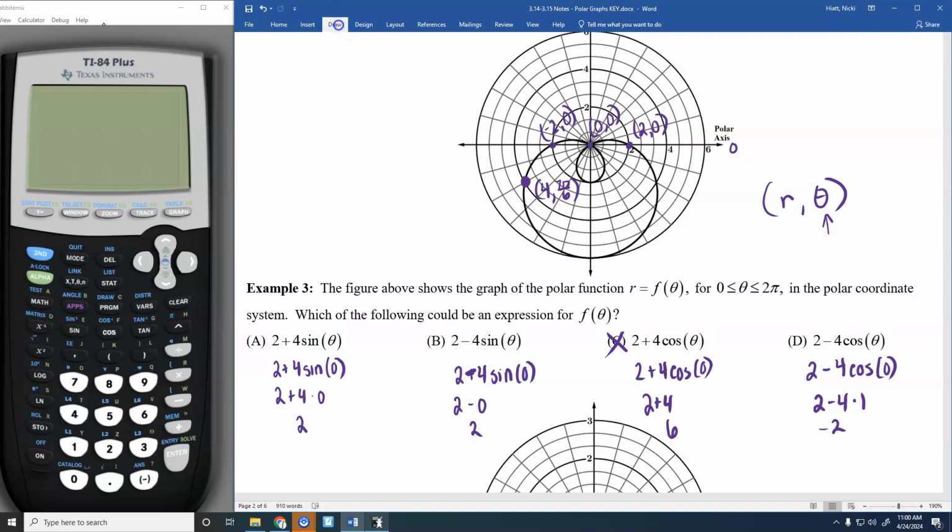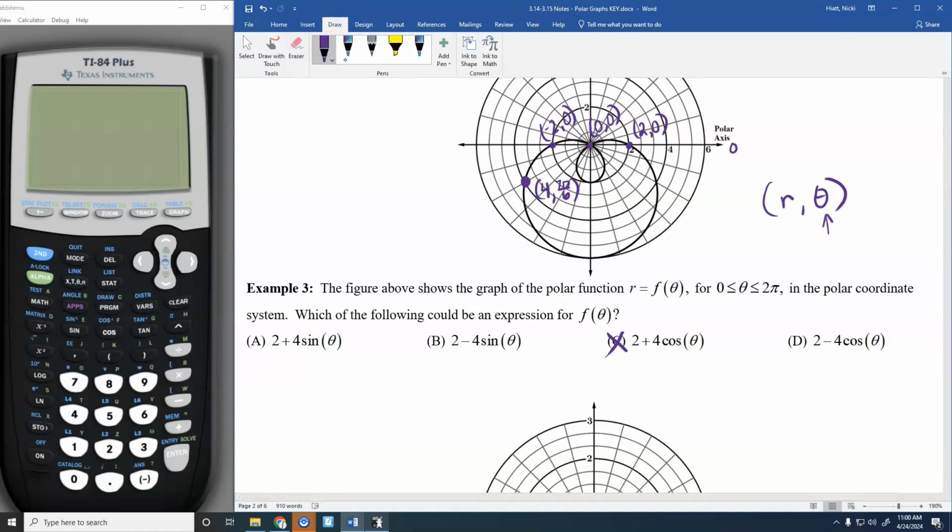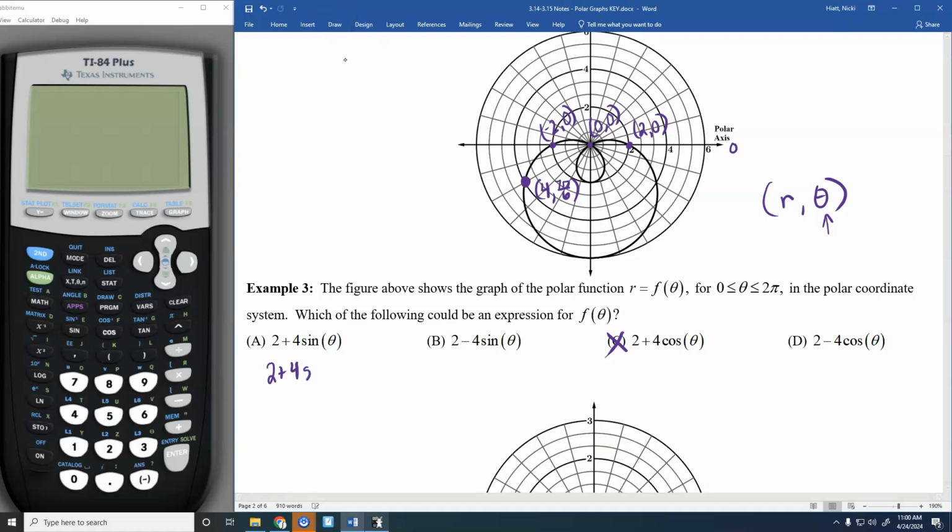So I'm going to have to erase what I've got here because I'm out of room. We're not going to do C because we've eliminated that one. So I got 2 plus 4 sine of 7 pi over 6. And what is sine of 7 pi over 6? Negative 1/2. And so that's 2 plus negative 2, which gives you 0.